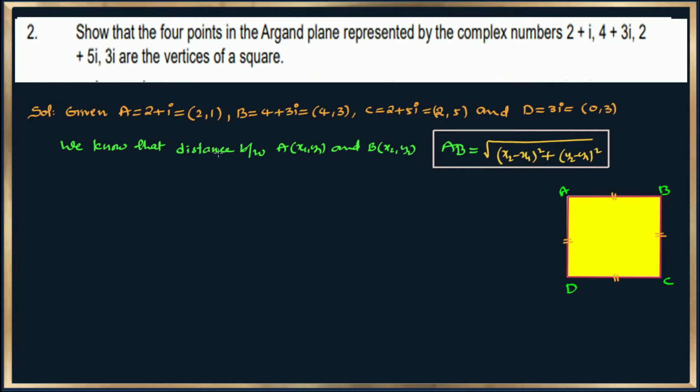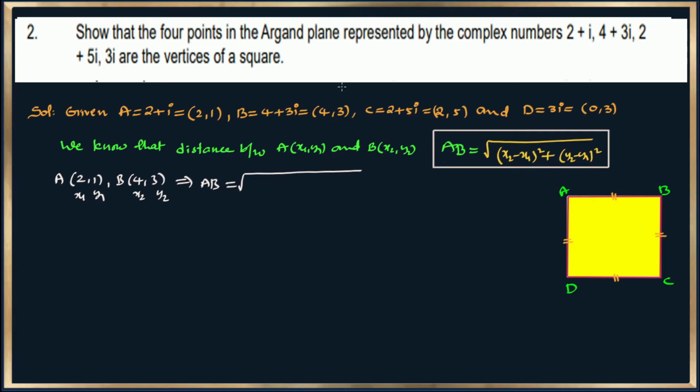We know that the distance between A (x1, y1) and B (x2, y2) is AB equals the square root of (x2 minus x1) whole square plus (y2 minus y1) whole square. So here first we have to find the distance AB. A is (2, 1), B is (4, 3). Consider (x1, y1), (x2, y2). So what about the distance formula? That is root over (x2 minus x1) whole square.